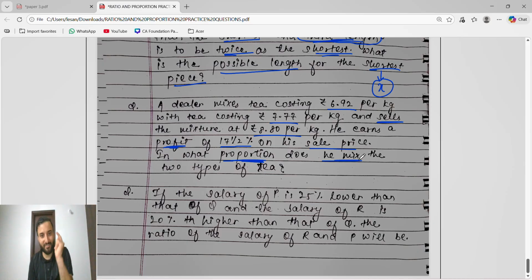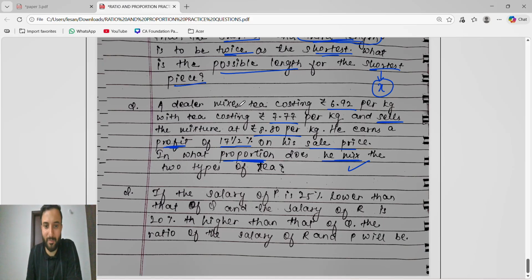If the question is of proportion and they ask in what proportion does he mix, then we know that it is only one type of question: allegation and mixture. So in what proportion does he mix means an allegation and mixture question.